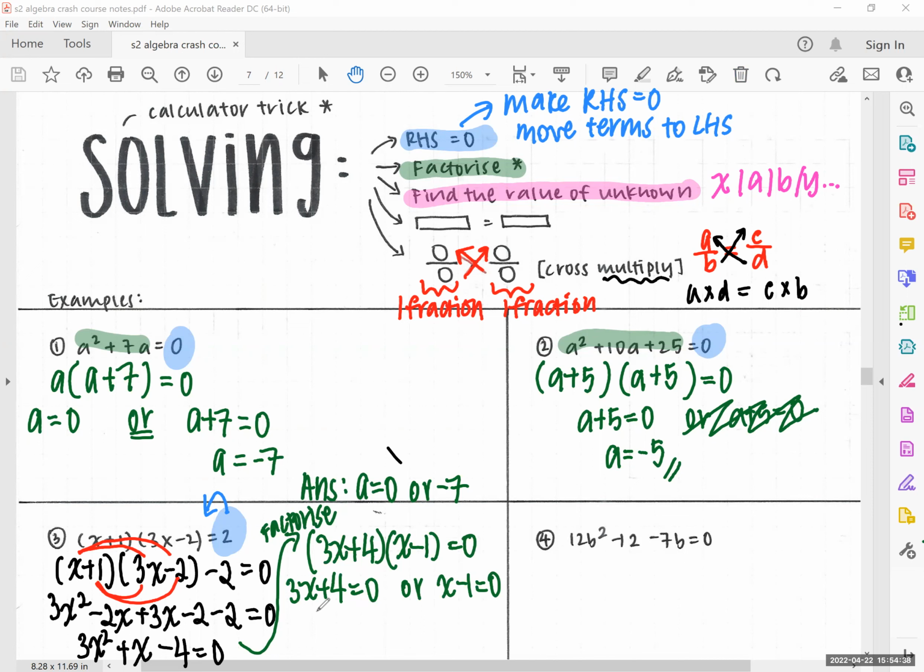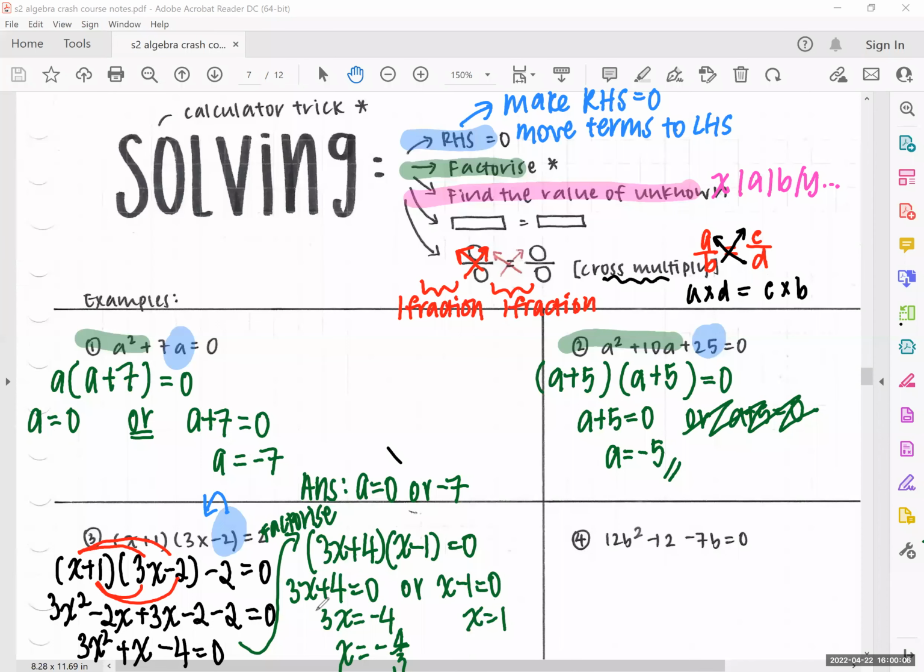Yes, that's all. So what's the final answer that I have to express? So the answer I write as? So x is equal to negative 4/3 or x is equal to 1. The end. Nothing difficult.